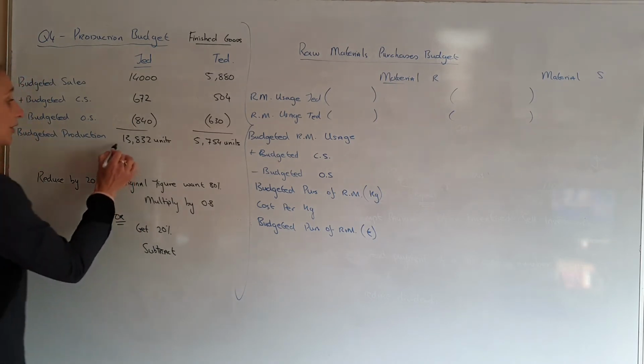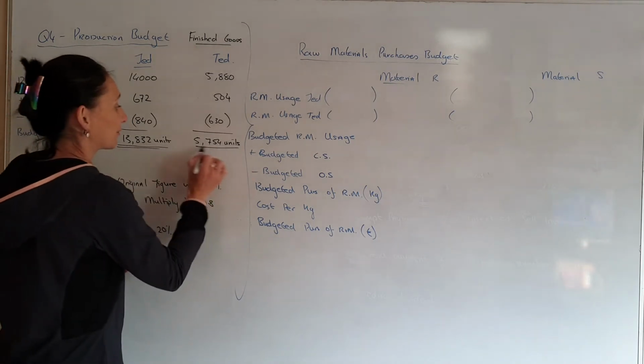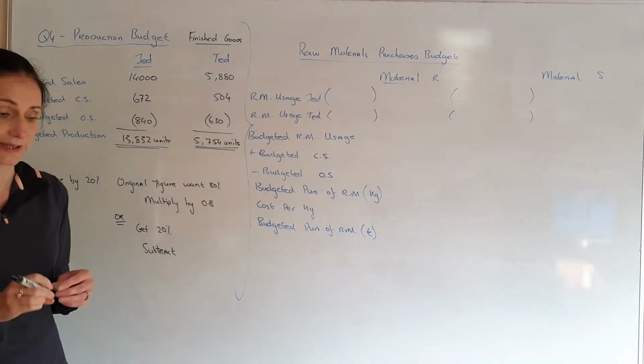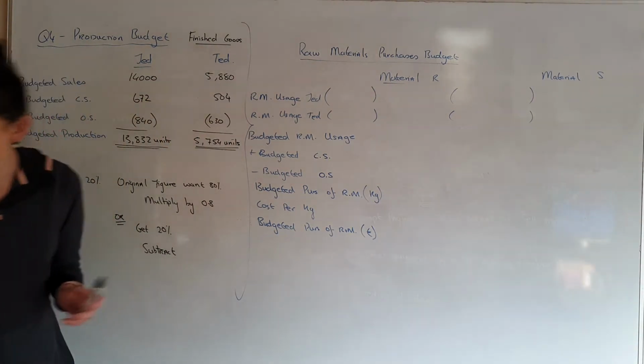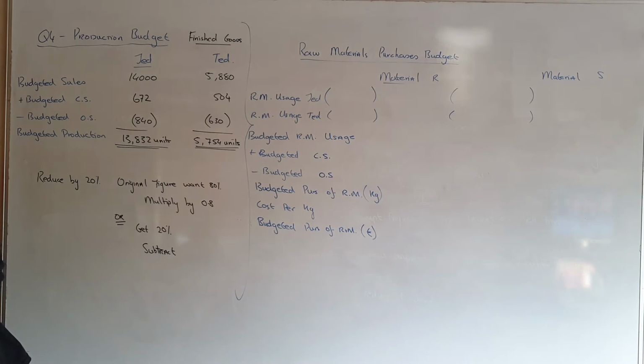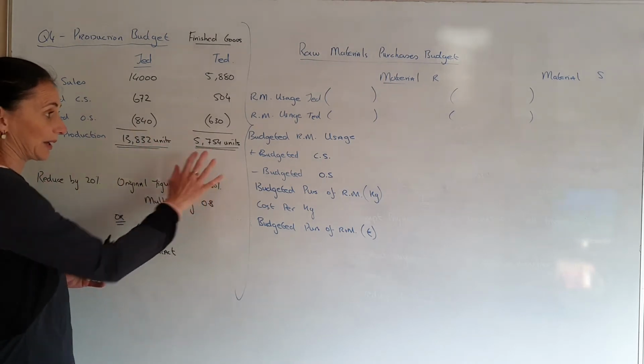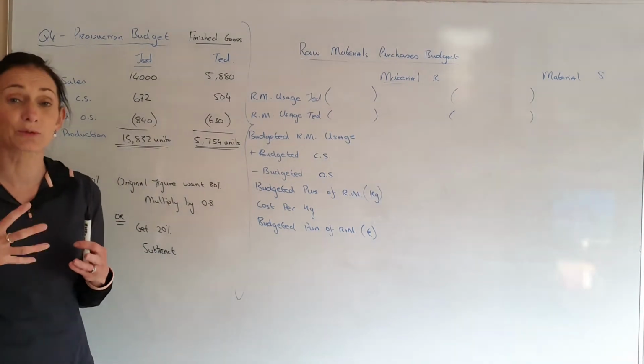Okay, so your production budget just basically tells you how many units you want to make to satisfy your sales, but also take into account that you want closing stock. Are we doing months here? Annual. So for the year, this is how many units you want to make, and this is how many units you want to make. So then we need to know how much raw materials.